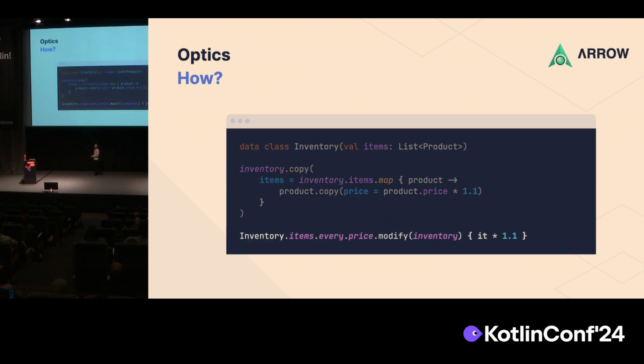So we can solve this again with the Arrow Optics DSL in almost exact same way as before. So we define a path from the inventory into all of the items, and from all of the items into every item, and from every item into every item's price. We can then call the modify function on that path, modify a value, and apply a function to it.